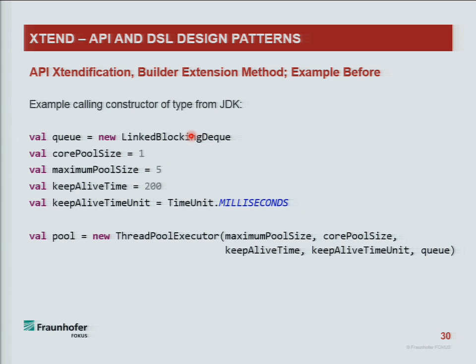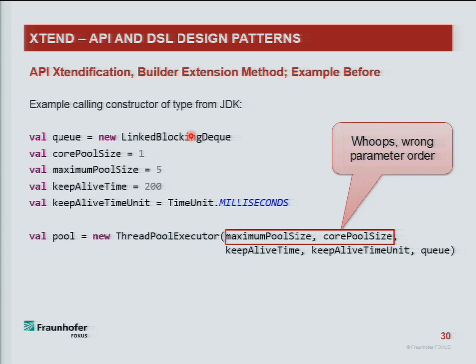Yeah, the problem here is that I accidentally switched the maximum pool size and the core pool size. So it didn't help that much that I pulled out the parameters. And the compiler doesn't complain because both are int types, right? And you may know the answer already. The answer is having a builder, because in the builder you have kind of named parameters.